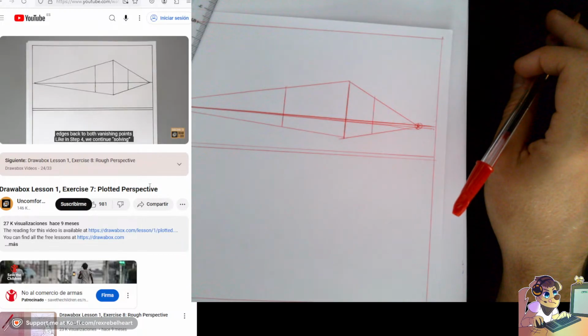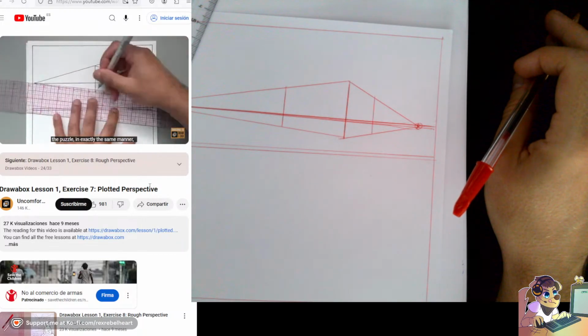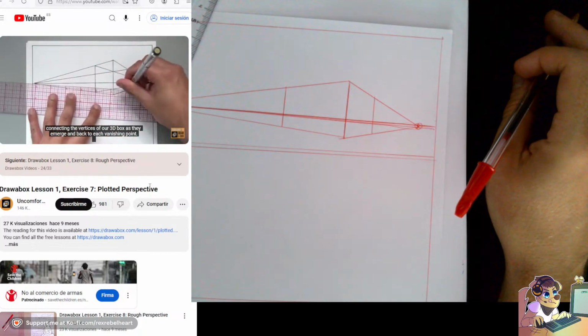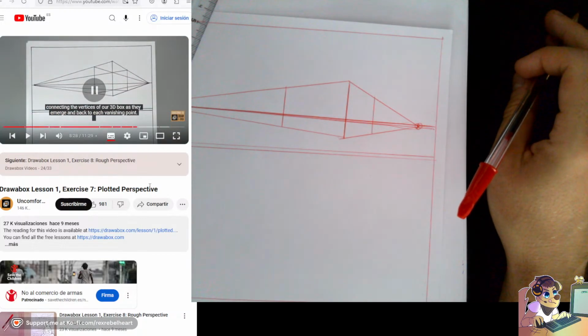Like in step 4, we continue solving the puzzle in exactly the same manner, connecting the vertices of our 3D box as they emerge back to each vanishing point.